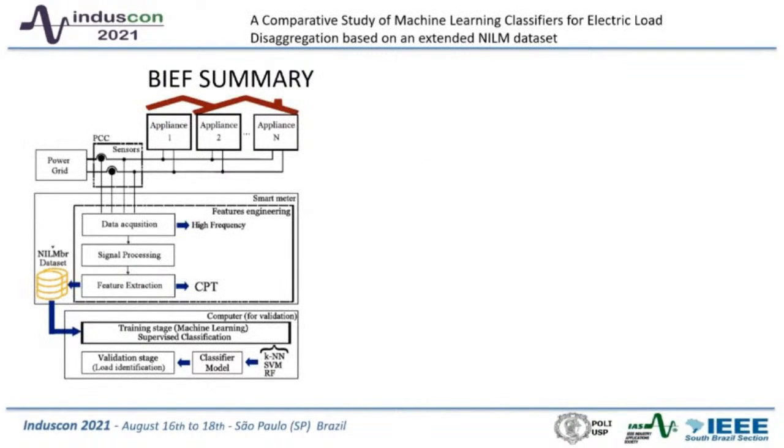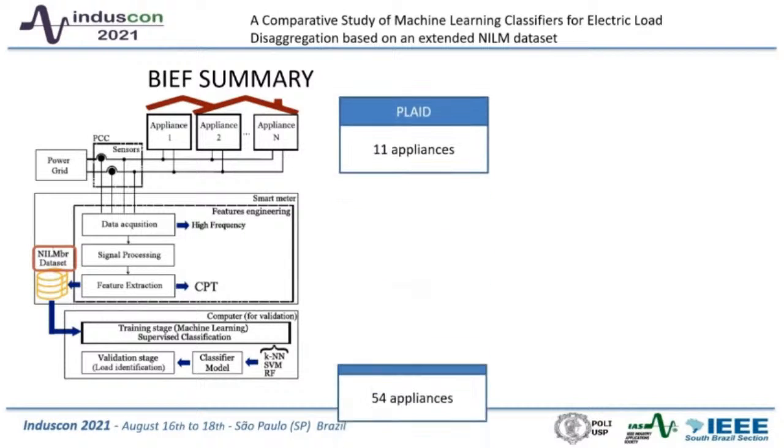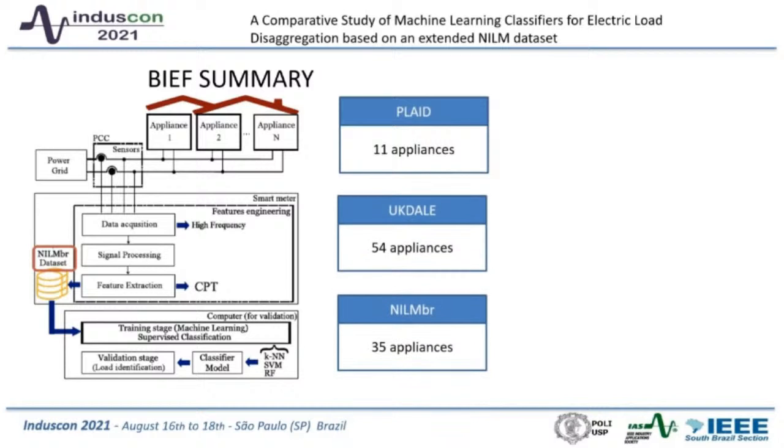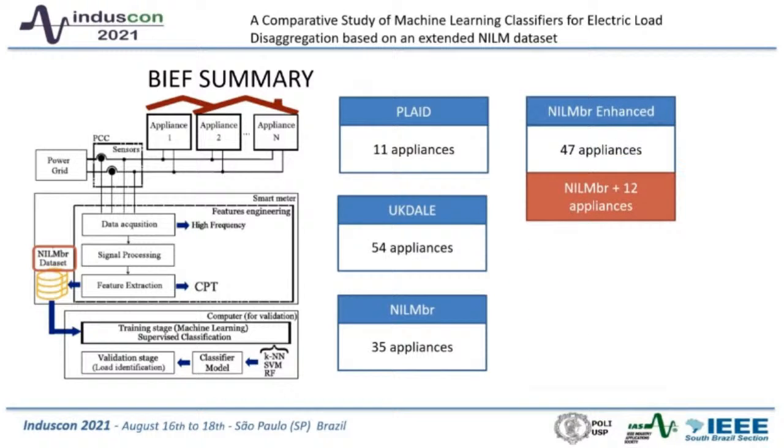In 2018, SOSA developed a NILM dataset containing 35 appliances to be classified using artificial intelligence on a smart meter. Today, the PLAID and UKDALE datasets are known as a reference of electrical devices and their electrical parameters. In this way, this article added 12 appliances to the older dataset and also applied data pre-processing in order to optimize and reduce the error probability.